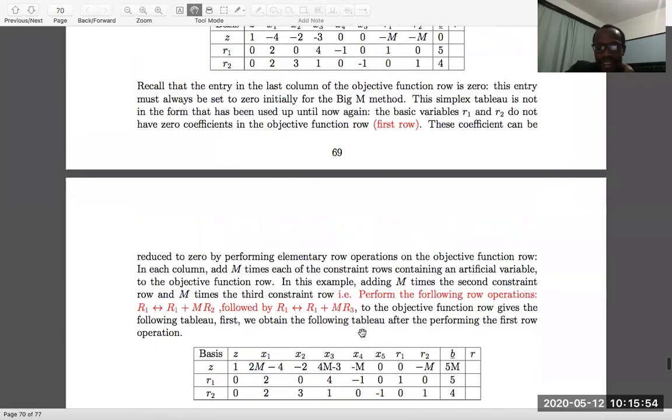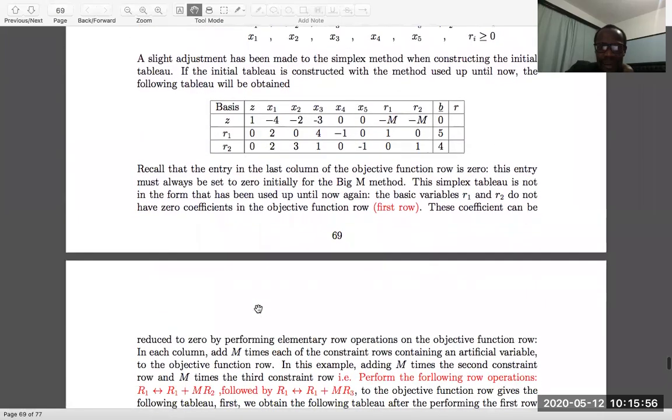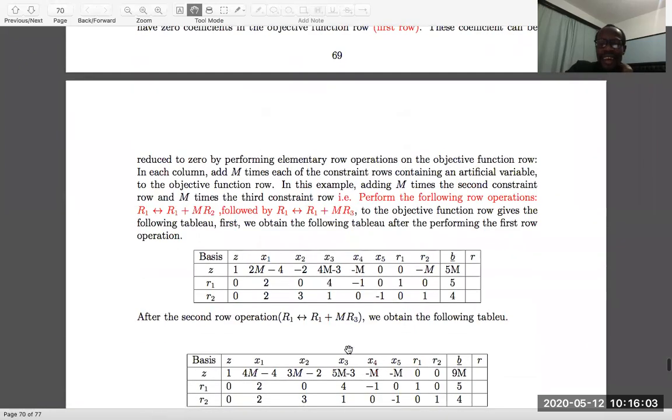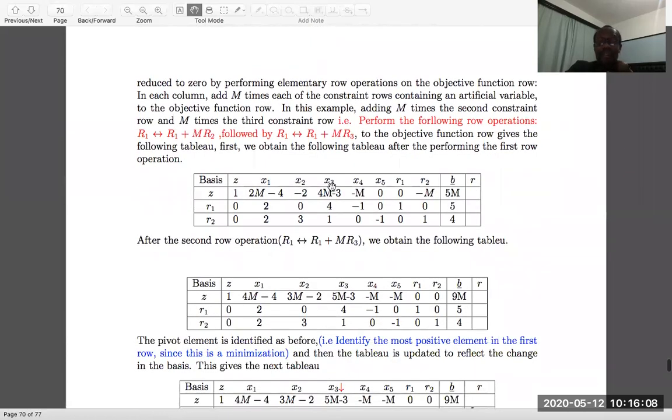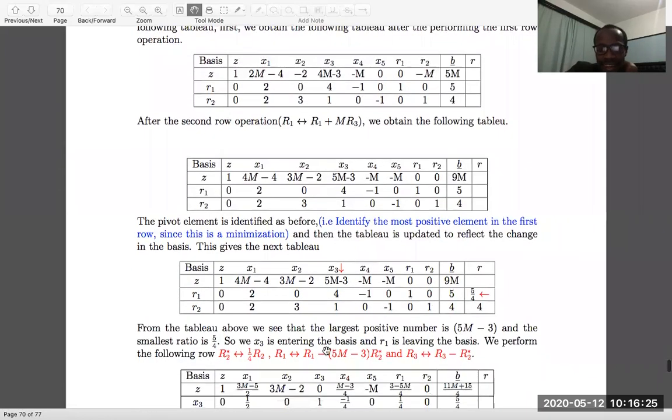Again, I explained to you what you should do, that we want to make this 0 and that 0 as well. So the first thing I do is R1 plus MR2 followed by that. And if I perform that, I get that, and I perform again, I get that. Now, after performing those two row operations, making these things equal to 0, now I can look for the most positive, because I'm talking about minimization. If it was a maximization, I look for the most negative. So notice that. And then when I do that, I should be able to get rid of this.